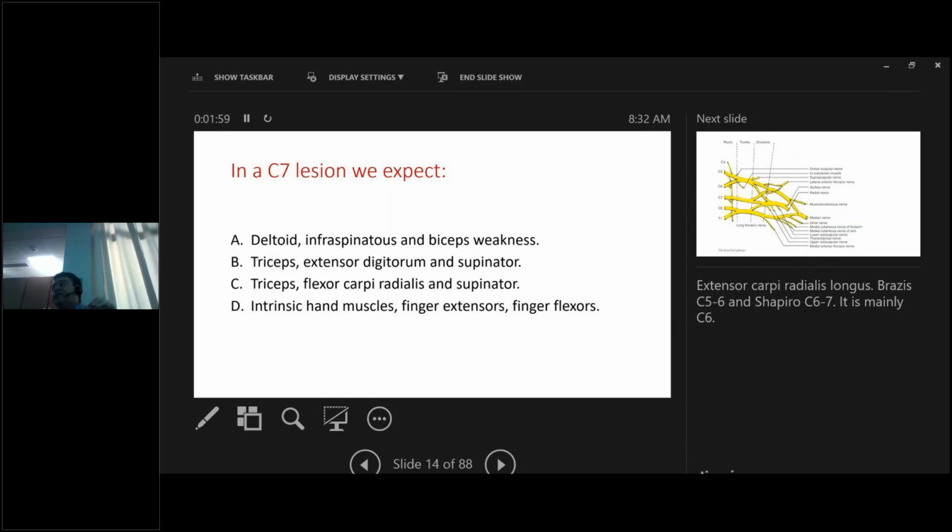Now I want the best answer. There are two right answers, but what's the best answer? Okay, good. Correct. Okay. So Mus'ab is saying deltoid is not, because deltoid is C5, 6, and intrinsic hand.